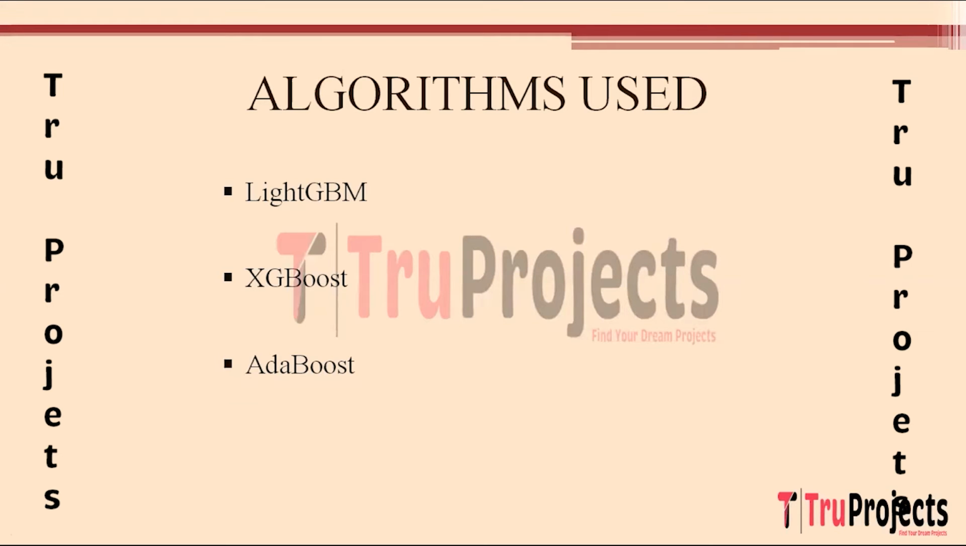AdaBoost adjusts the weights of misclassified samples, emphasizing difficult to classify instances. It continues iterations until a specified number of weak learners is reached or perfect predictions are achieved.